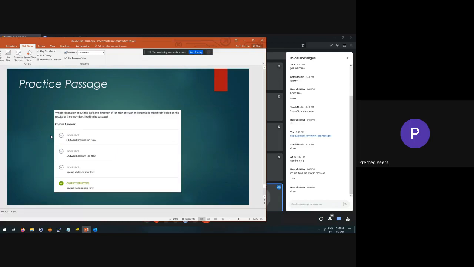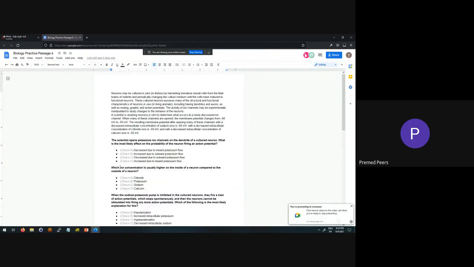And then the last question, which conclusion about the type and direction of ion flow is most likely based on the results? So you actually only need one of the results because you can cross things off here. If we go over to this, the results were that when the channel was open, the membrane depolarized. It went from negative 60 to negative 50. So let's ignore the other ones. The correct answer will explain these somewhat, but we don't even need them.